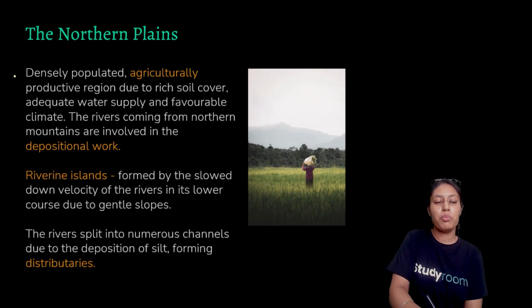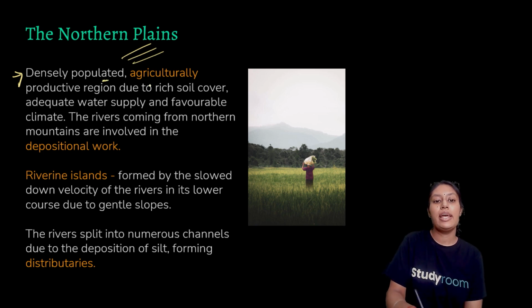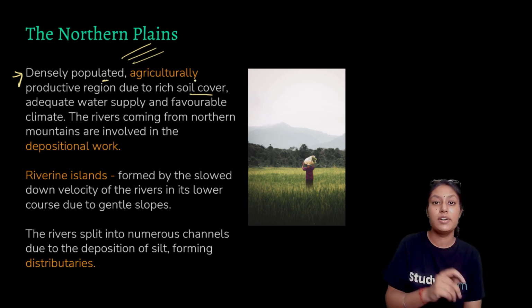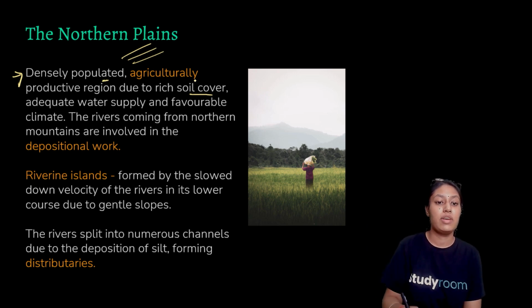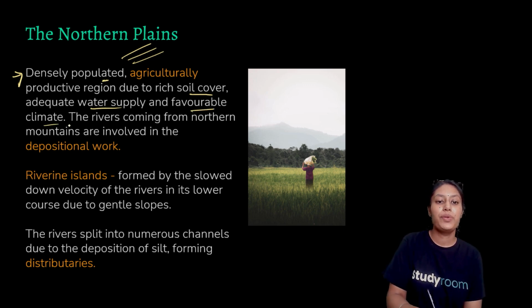Now, we'll see more of what's there in northern plains. So, northern plains are densely populated, obviously, because people prefer living in plains. So, that's why it is densely populated. And agricultural productivity is obviously rich there because of the soil cover. Because of the rich soil cover, the agricultural productivity in northern plains is very, very high. And there is also an adequate supply of water through the three major rivers and their tributaries. And it is a favorable climate.